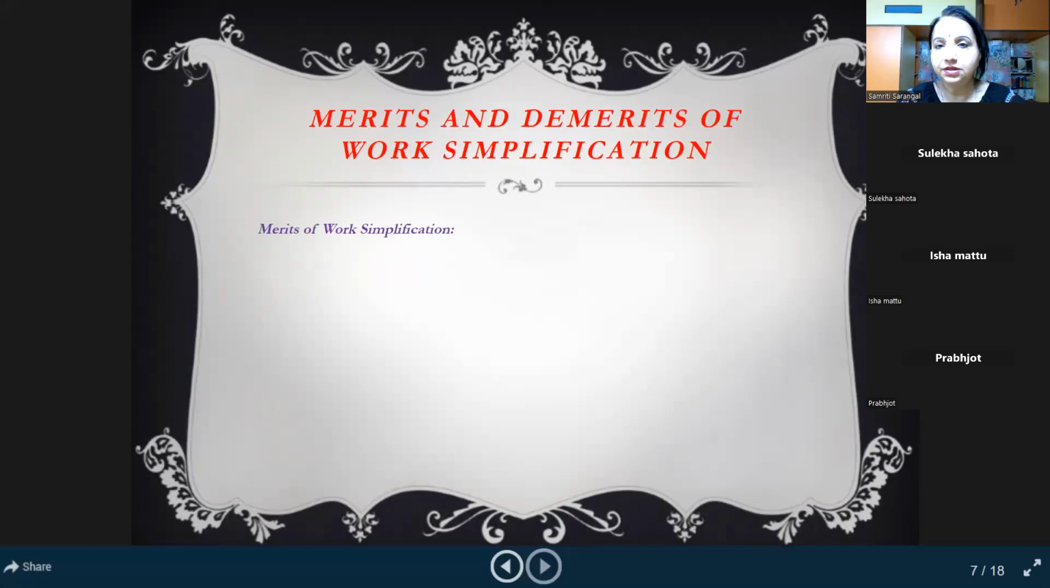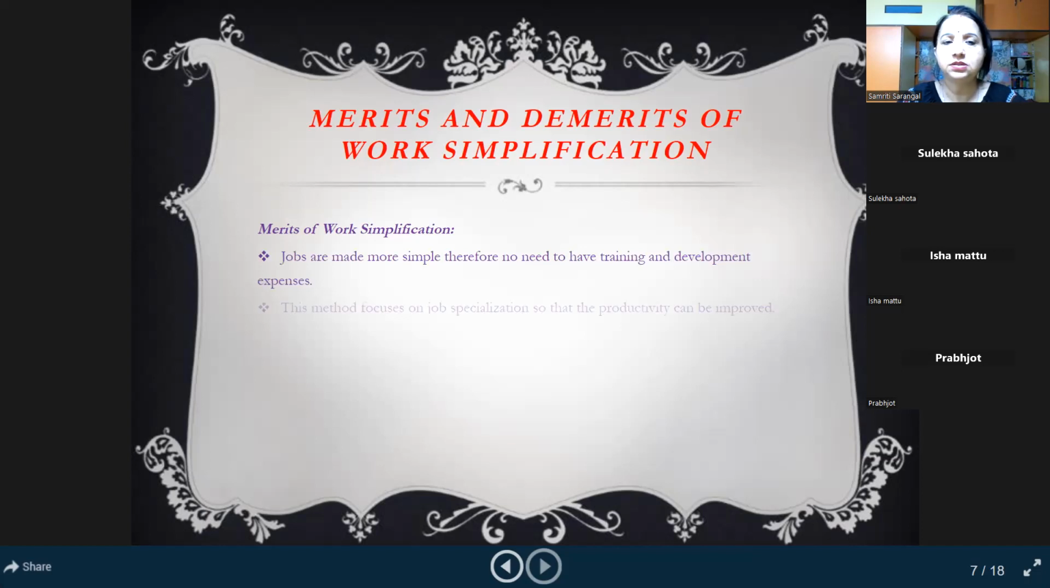Then it will be moving towards next. So what are the merits and demerits of work simplification? काम को आसान करने के लिए. So jobs are made more simple, therefore no need to have the training and development expenses. So this method actually focuses on the improvement of your organization. तो ये सब कुछ वर्क को सिंप्लीफाई करने के लिए हम लोग ये चीजें करते हैं.